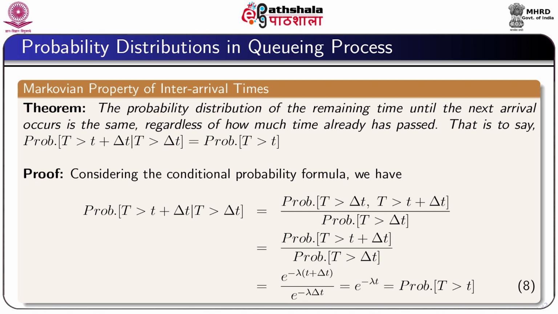To prove this theorem, we consider the conditional probability formula, and then we have probability of capital T greater than t plus delta t, given that capital T greater than delta t, is equal to probability of T greater than delta t and capital T greater than t plus delta t, divided by probability of capital T greater than delta t, which is equal to probability of capital T greater than t plus delta t divided by probability of capital T greater than delta t, which is nothing but e to the power minus lambda into (t plus delta t) divided by e to the power minus lambda into delta t, and which ultimately gives e to the power minus lambda t, which is equal to probability of capital T greater than small t.